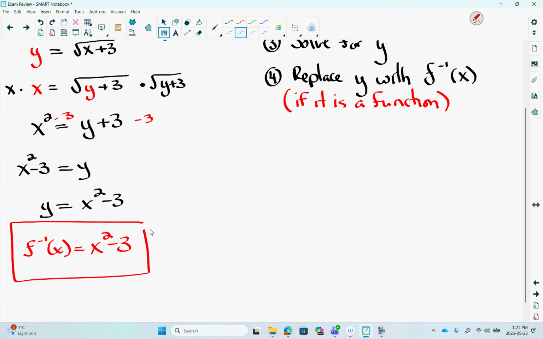Cool? One more question, one more example to go through, and then you're free and clear to work on the sheets. And then we'll redo this stuff. We'll practice chapter 7 and 8 when we return on Monday.